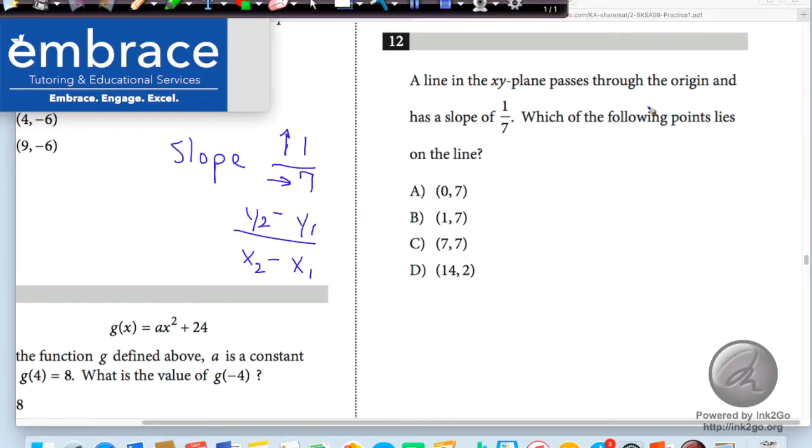That definitely helps me, because it tells me where, at least somewhere on this line, a point of reference is, and it has a slope of 1/7. Which of the following points lies on the line?